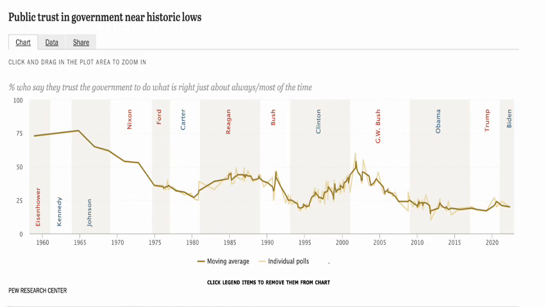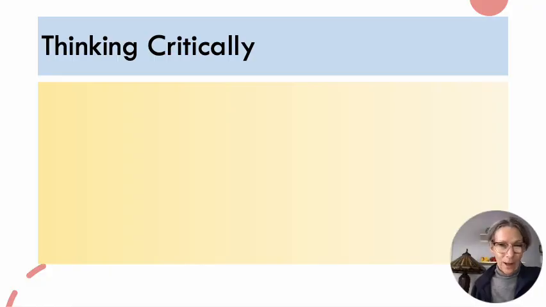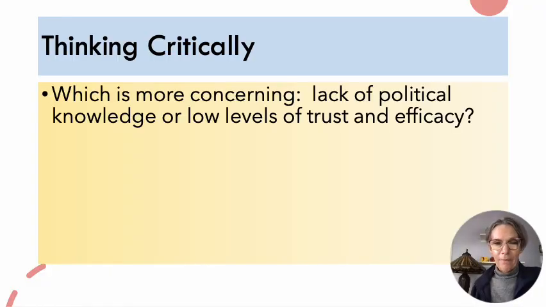Okay, so I want you to think critically about political efficacy and trust, and here are just some questions to get you thinking. For you, which do you think is more concerning? Or maybe they're equally concerning, right? Do you think a lack of political knowledge is more concerning? Or do you think it's more concerning that we have low levels of trust and efficacy?